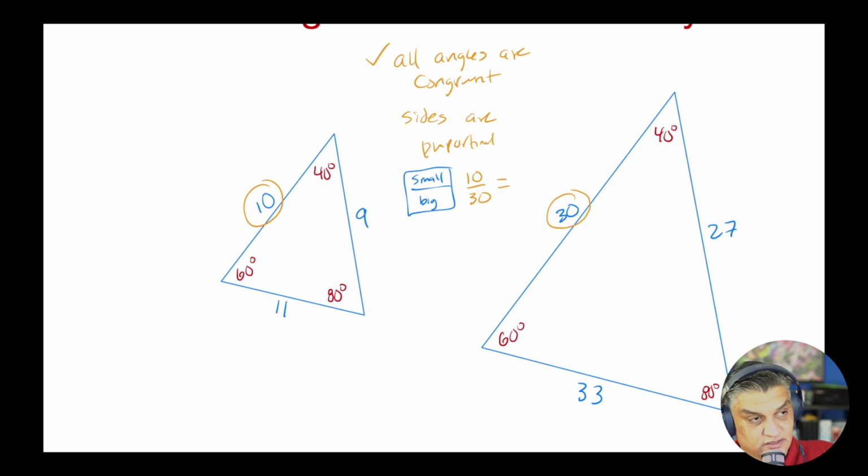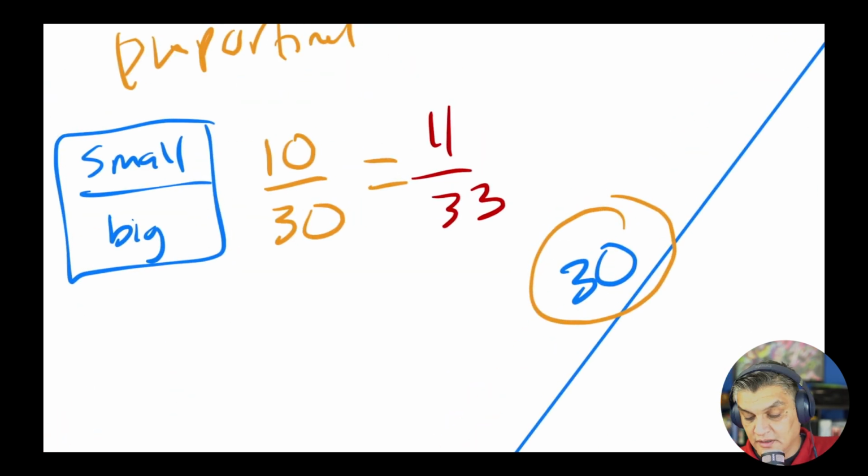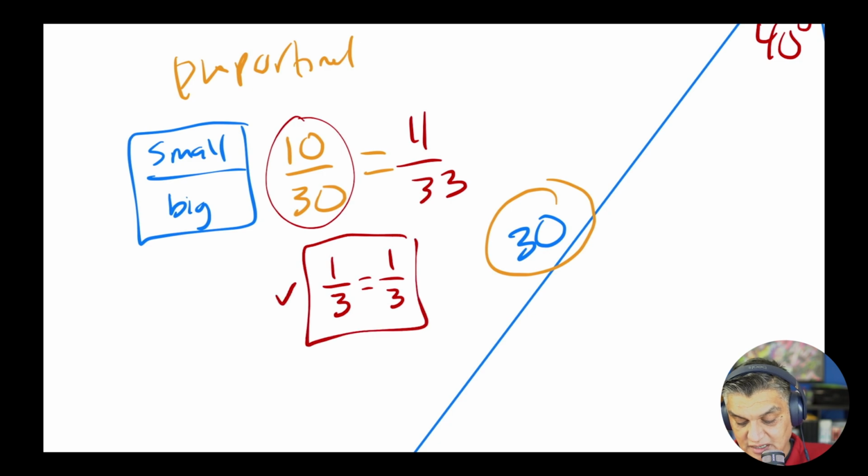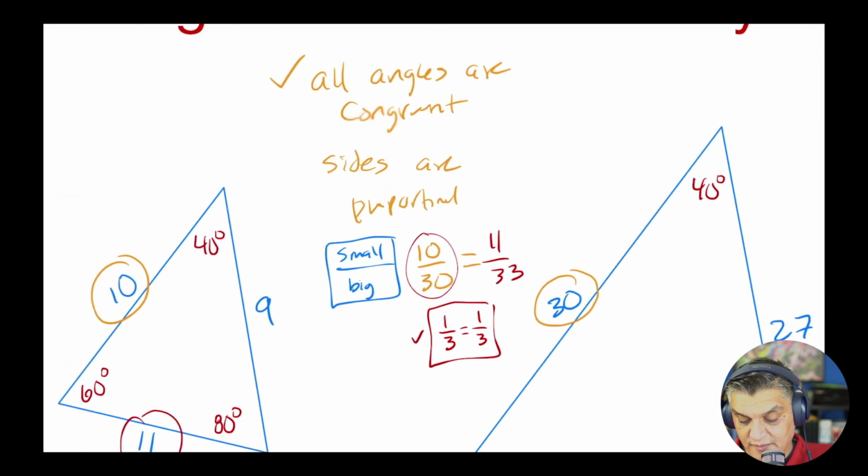Does that equal, let's look at two other sides, 11 and 33? Are they equal to each other? Well, let's simplify both. What's 10 divided by 30 if I simplify that? That's 1 over 3. What's 11 divided by 33 if I simplify that? That's 1 over 3, a 1 to 3 ratio. They're both the same, so this is proportional. And so I say, yes, the sides are proportional.